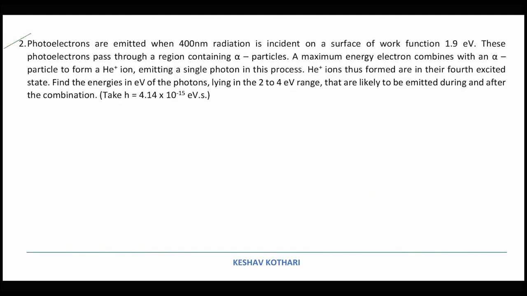Photoelectrons are emitted when 400 nanometer radiation is incident on a surface of work function 1.9 electron volt. These photoelectrons pass through a region containing alpha particles. The maximum energy electron combines with an alpha particle to form a He plus ion, emitting a single photon in this process. He plus ions thus formed are in their fourth excited state. Find the energies in electron volt of the photons lying in the 2 to 4 electron volt range that are likely to be emitted during and after the combination.